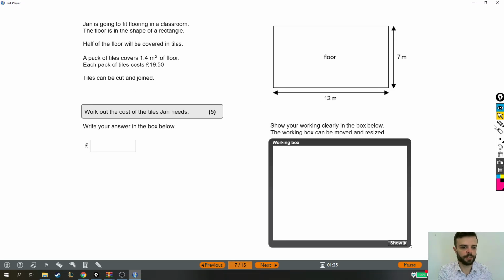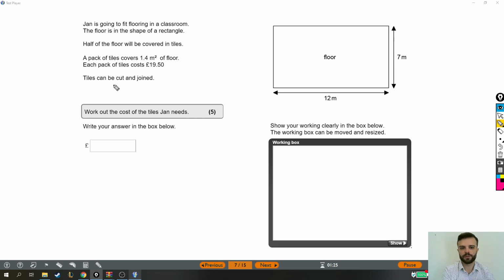All right, so let's give this one a read through. Jan is going to fit flooring in a classroom. The floor is in the shape of a rectangle. Half the floor will be covered in tiles. A pack of tiles covers 1.4 meters squared of floor, and each pack of tiles costs £19.50. Tiles can be cut and joined. Work out the cost of the tiles Jan needs.